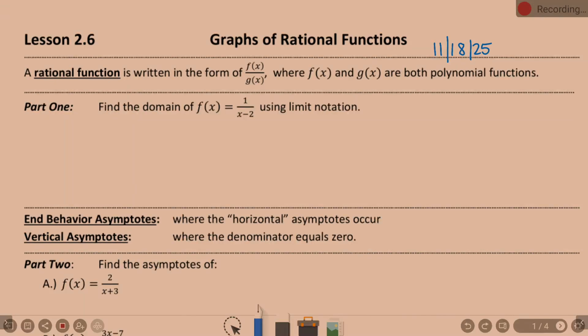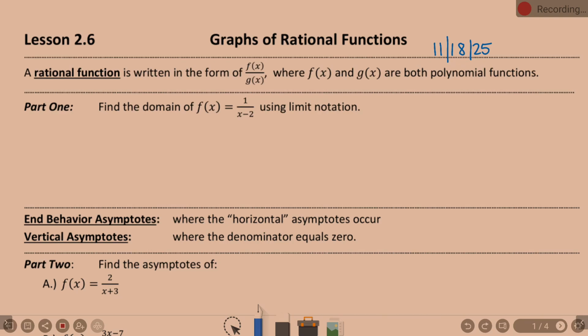2.6 is graphs of rational functions. Now, when we talk about rational functions, let me remind you we're talking about functions that are fractions, where we have x's in the denominator. And so when we start talking about x's in the denominator, we start talking about vertical asymptotes. We've talked about these some, but where the graphs are broken into pieces because of our vertical asymptotes. We're also going to have horizontal asymptotes.